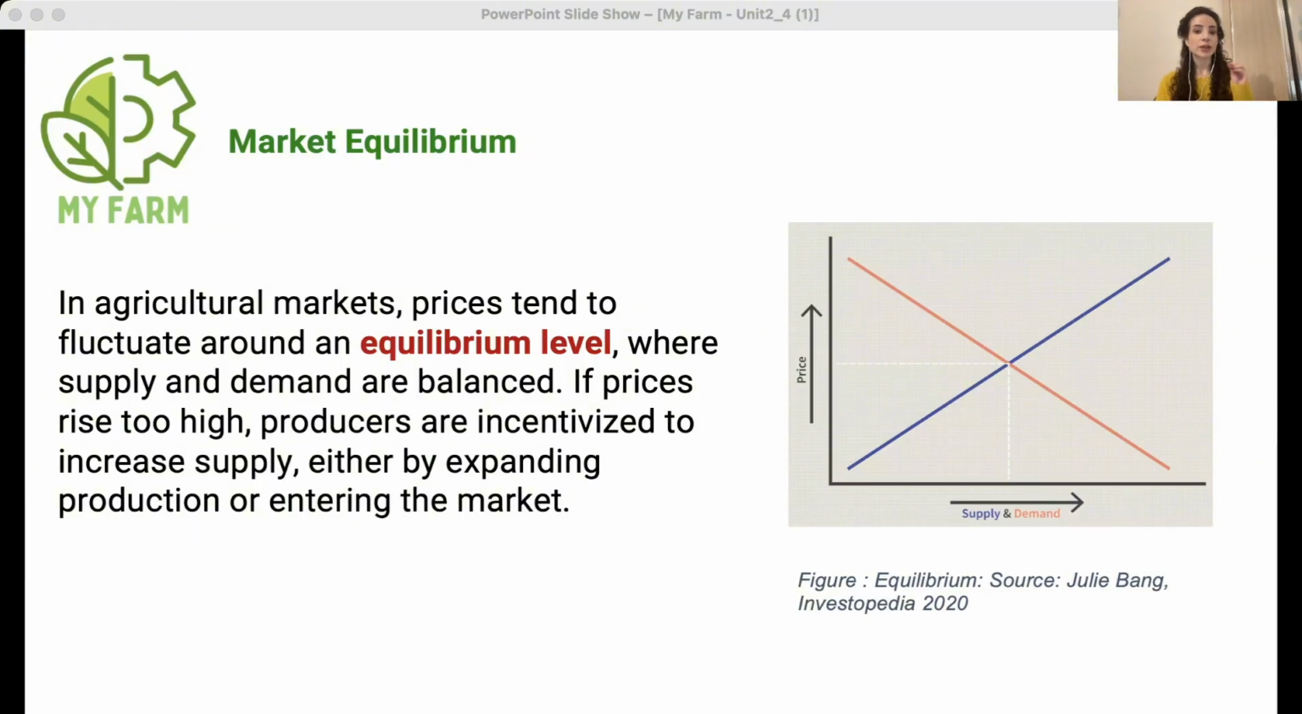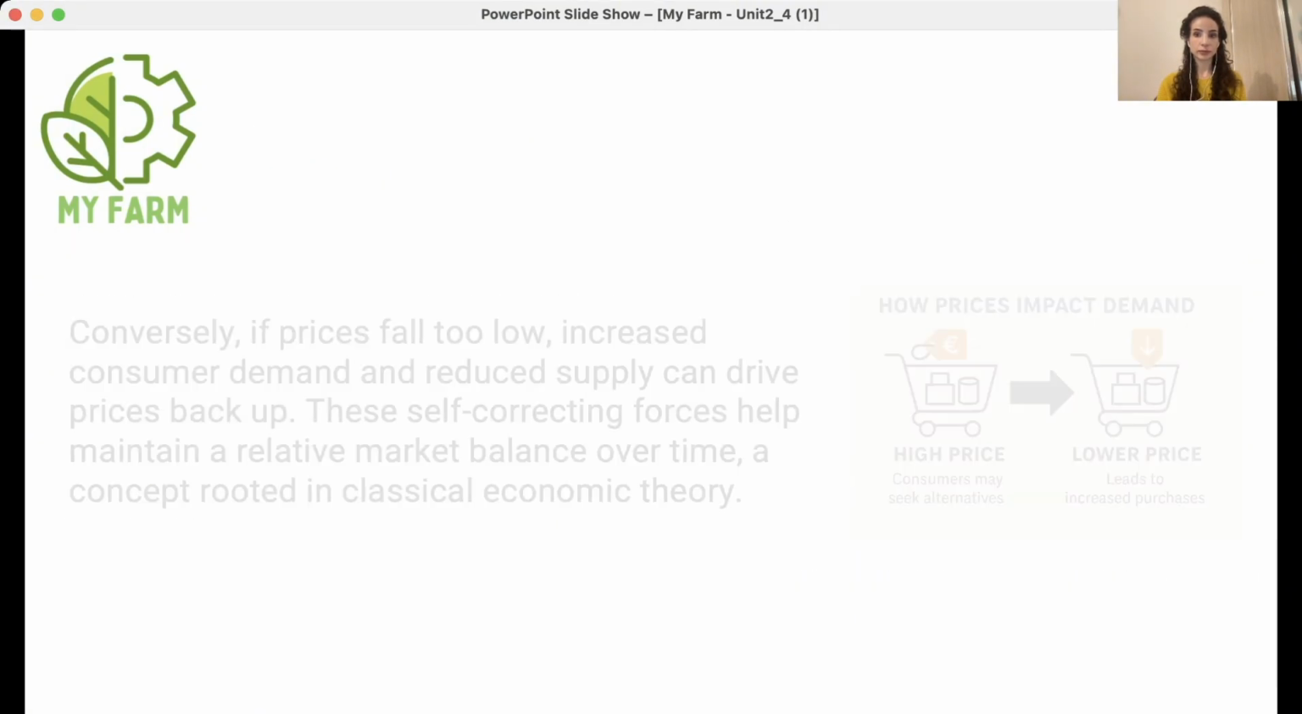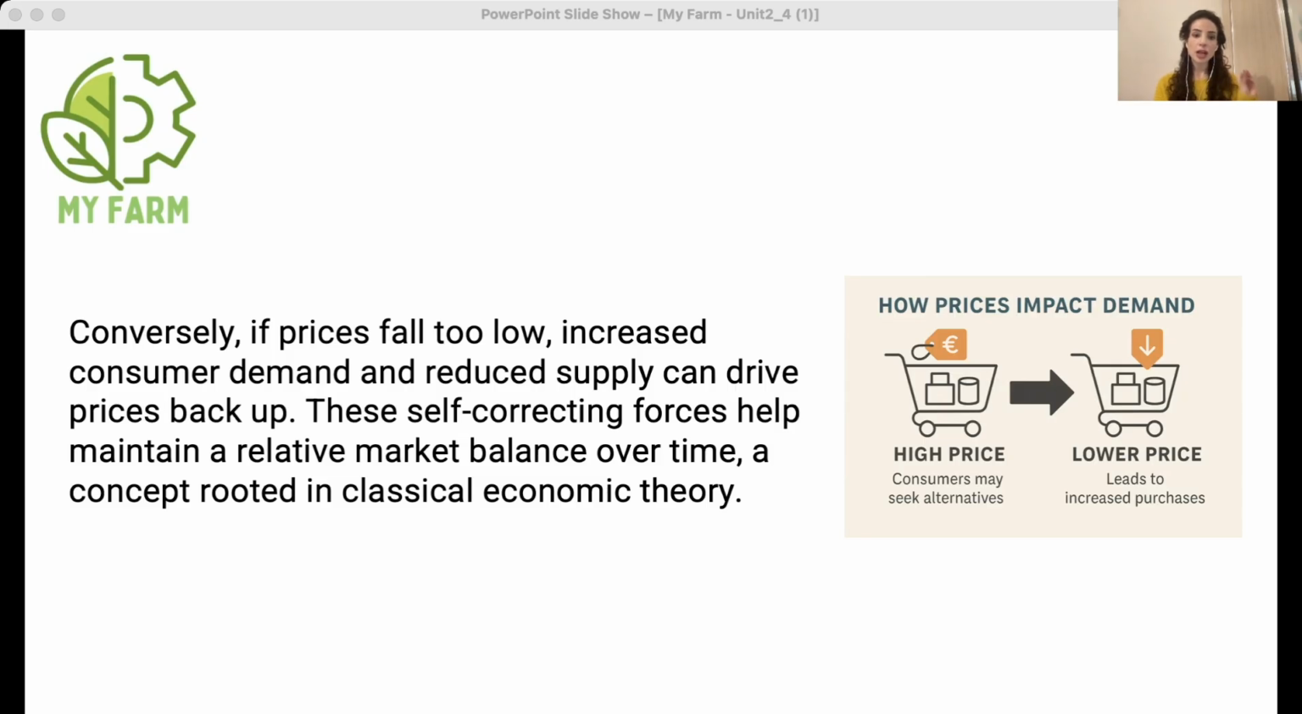This figure shows the equilibrium point graphically, where the supply and demand curves intersect. It helps to visualize how markets naturally move towards balance, even though they rarely stay there for long. In agriculture, prices tend to fluctuate around equilibrium rather than remaining fixed. Seasonal production cycles, weather shocks, and delayed responses to price signals all contribute to this ongoing movement. For farmers, this means managing volatility rather than expecting stability.